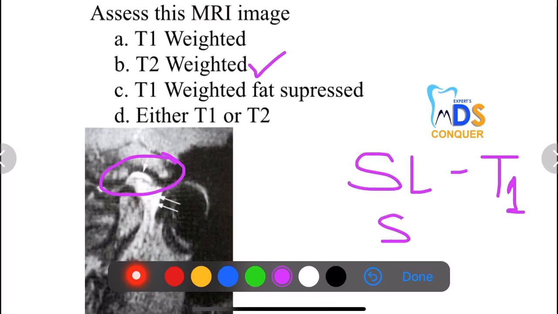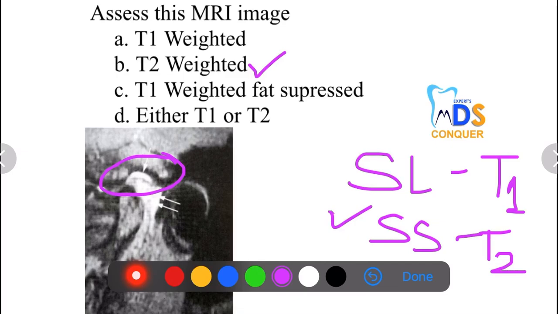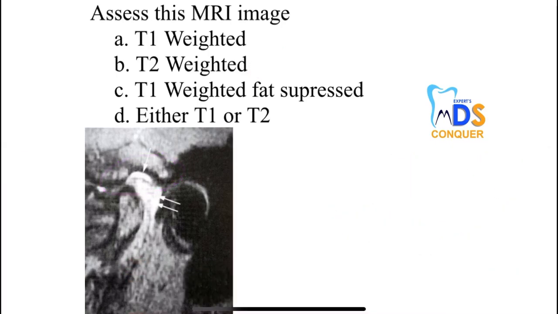Okay, spin is T2. So fluids appear bright in a T2 weighted image, like CSF and synovial fluid. Clear? So this is how you have to assess an MRI image if it is given.